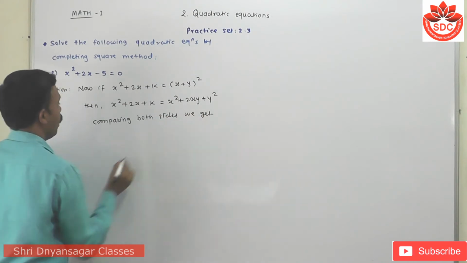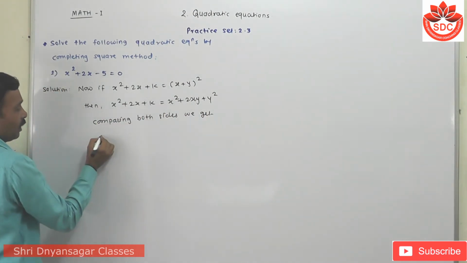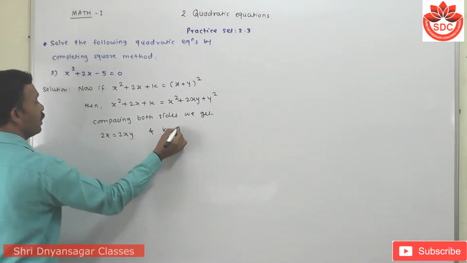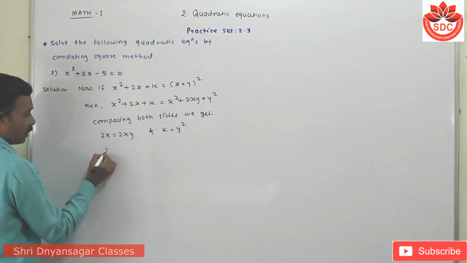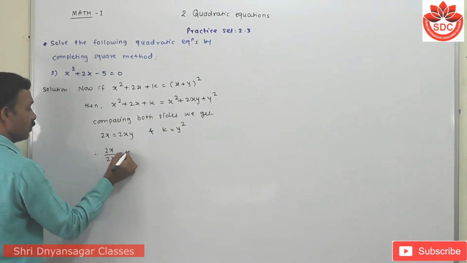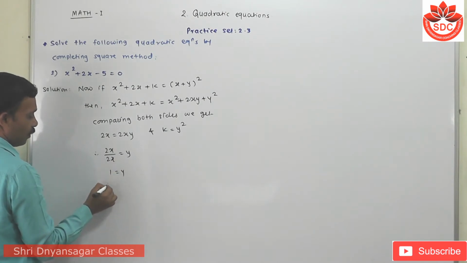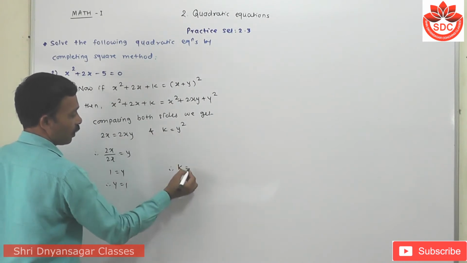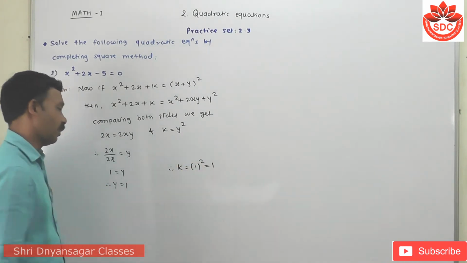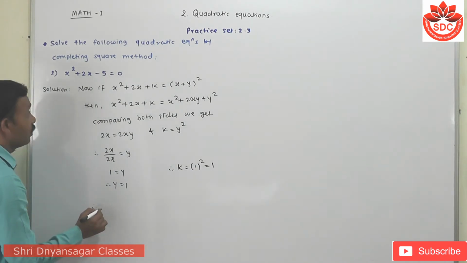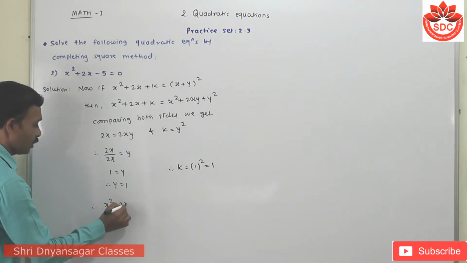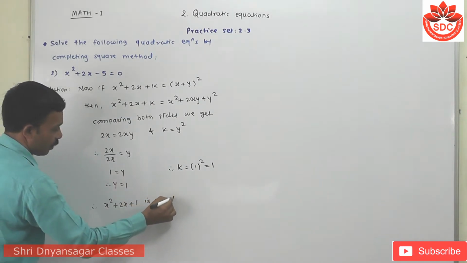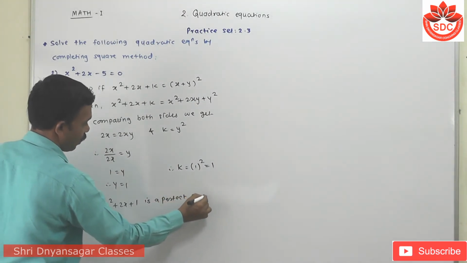x square is x square, then twice x is equal to twice xy, and k is equal to y square. Now this twice x goes to the other side as a denominator, equal to y. Therefore 1 is equal to y, meaning y is equal to 1. Now when we substitute this value, k is equal to 1 square, which is 1. Therefore x square plus twice x plus k, how much is it? 1, a perfect square trinomial.